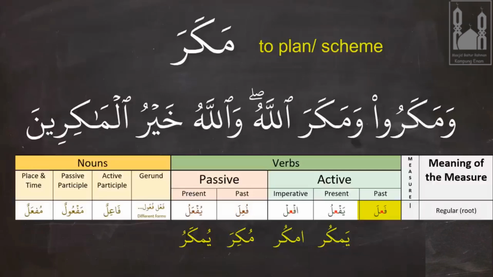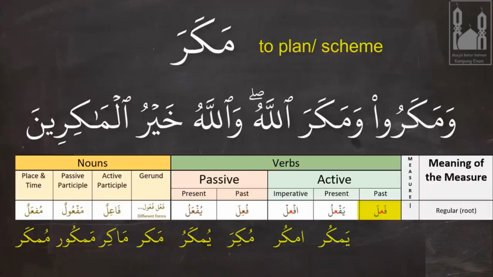The gerund or the masdar, so then the noun form of the verb, makr, and it would then mean planning or a plan. The active participle, or ismul fa'il, would then be makir, and that would of course mean planner. The passive participle, or ismul maf'ul, would then be mamkur, and the place and time, so ismul zaman and ismul makan, would then be mumkar.